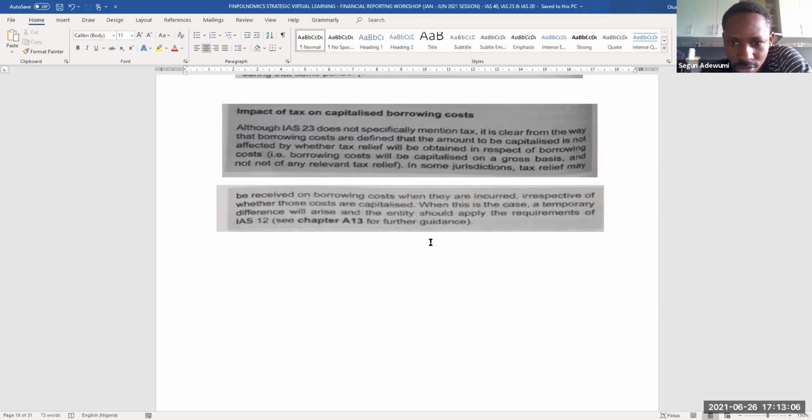In some jurisdictions, tax relief may be received on borrowing costs when they are incurred, irrespective of whether those costs are capitalized. When this is the case, a temporary difference will arise and the entity should apply the requirements of IAS 12. Okay, that's that, which means IAS 12 applies, which means the borrowing costs you are talking about exclude the effect of tax whatsoever, okay?